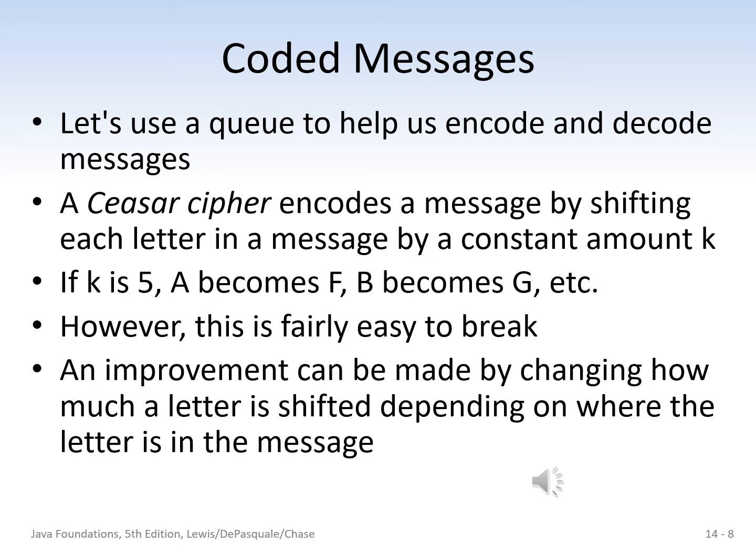So we're going to use a queue to help us encode and decode messages. So if k is a 5, A becomes F, B becomes G, etc. And it's fairly easy encoding to break. It's not something we would use to send a message to a nuclear submarine to attack another country. No, we use a much more complex encryption encoding system.